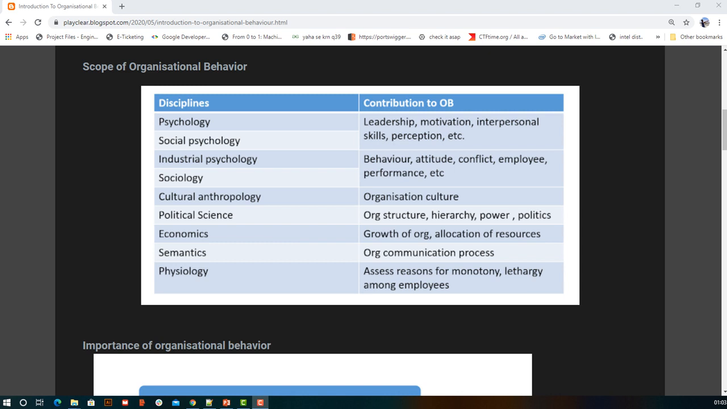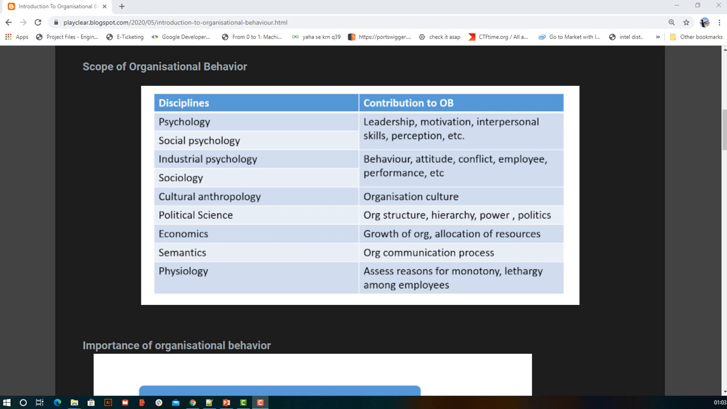Next comes economics. This deals with the complete finance, the growth, the downgrade or the down phase of the organization. It deals with production, consumption, analytics, and everything that helps in the management of an organization.